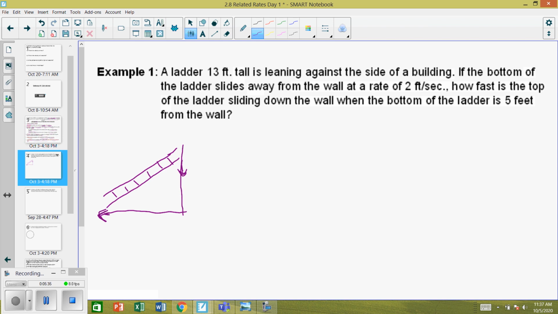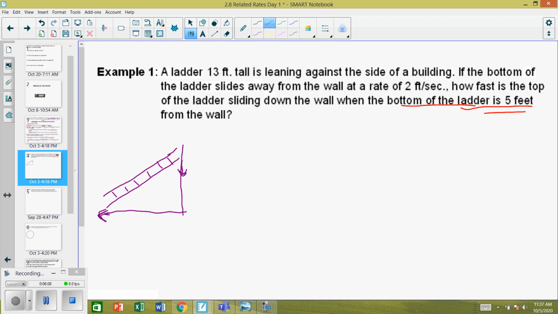Well, what we're doing with a related rates problem is it's almost like we're taking a picture. We're taking a snapshot of this ladder falling, and we're looking at one specific time while this ladder is falling. In this exact problem, we're looking at this ladder right at the snapshot when the base of the ladder is 5 feet from the wall. So it's like the ladder's falling, we take a picture of it when it's 5 feet from the wall, and we're going to label it accordingly.